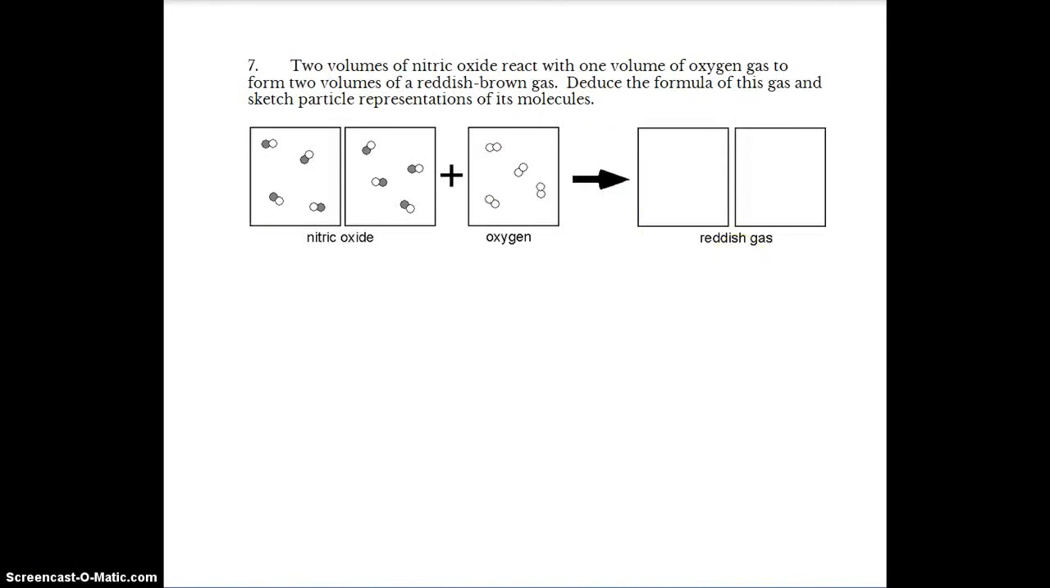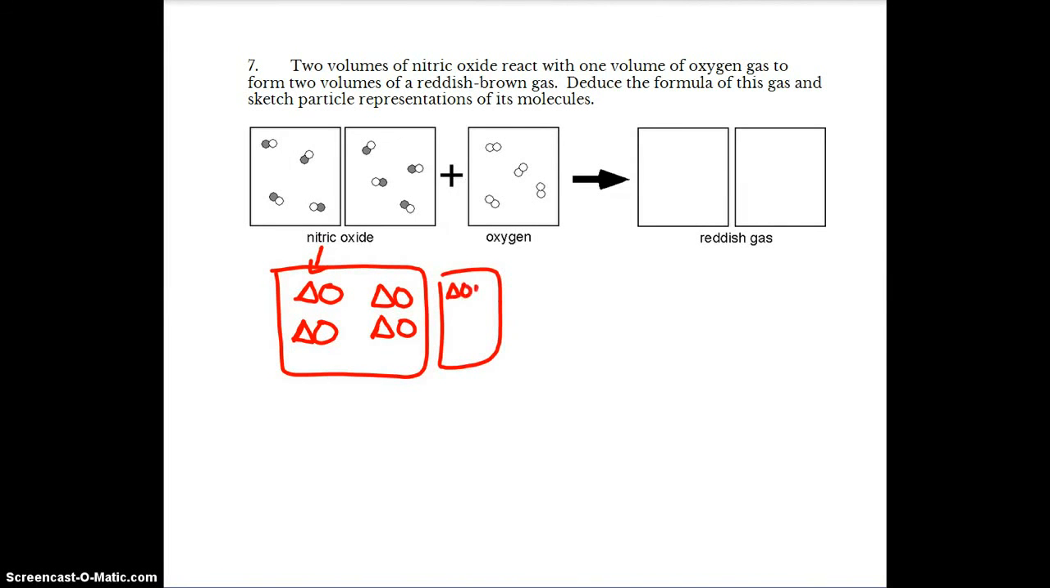Number seven says, hey, look, two volumes of nitric oxide react with one volume of oxygen gas to form two volumes of a reddish brown gas. Deduce the formula of this gas and draw particle representations of the molecules. And of course, the nitric oxide, I'm just going to rewrite this one just below, to make the nitrogen a triangle. So I'm going to do triangle O, triangle O, triangle O, triangle O in the one box. And then in the other box, I'm going to have again triangle O, triangle O, triangle O, and triangle O. And then the oxygen is just the four O2s.